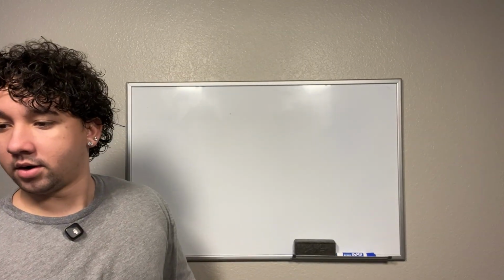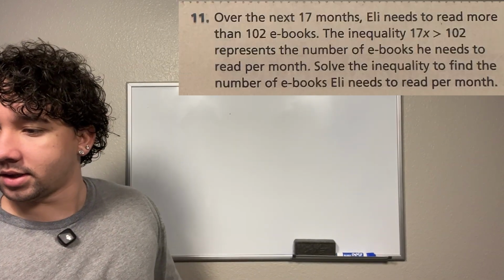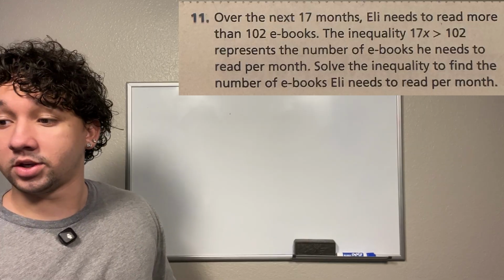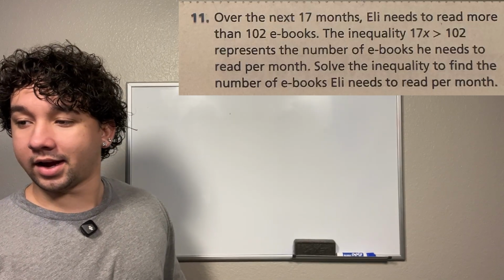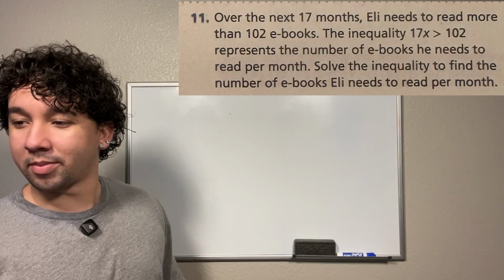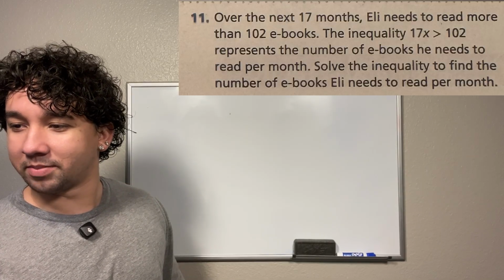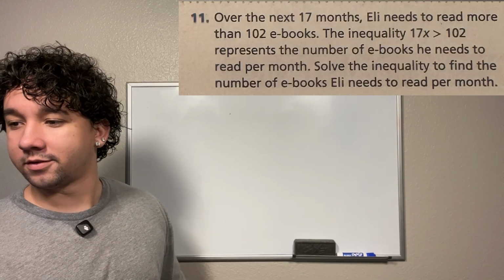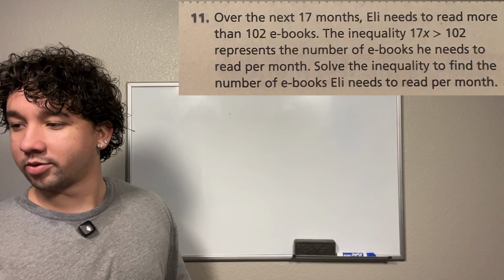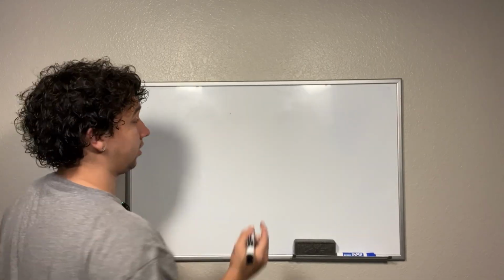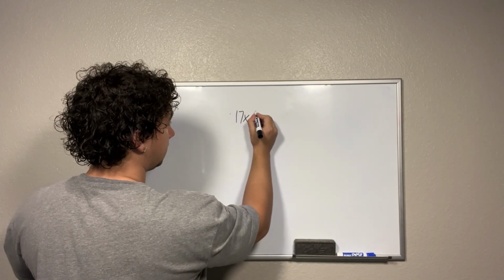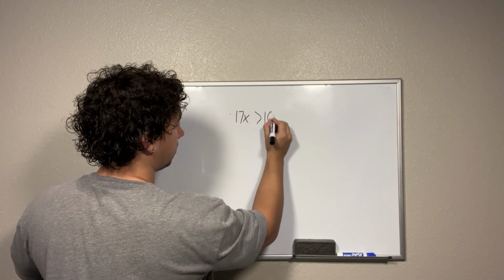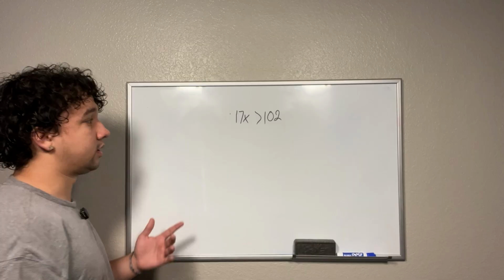All right, next one here. Over the next 17 months, Eli needs to read more than 102 ebooks. Jeez. The inequality 17x is greater than 102 represents the number of ebooks he needs to read per month. Solve the inequality to find the number of ebooks Eli needs to read per month. Good luck, Eli, by the way. That's ridiculous. Okay, so let's say 17x is greater than 102. That is the equation that's given to us.